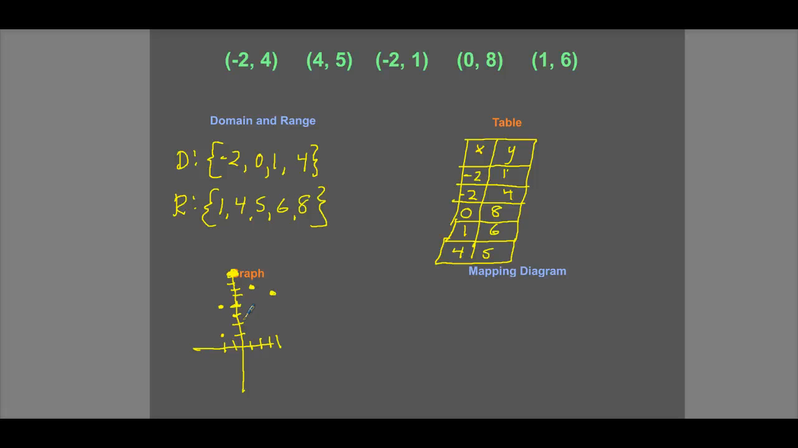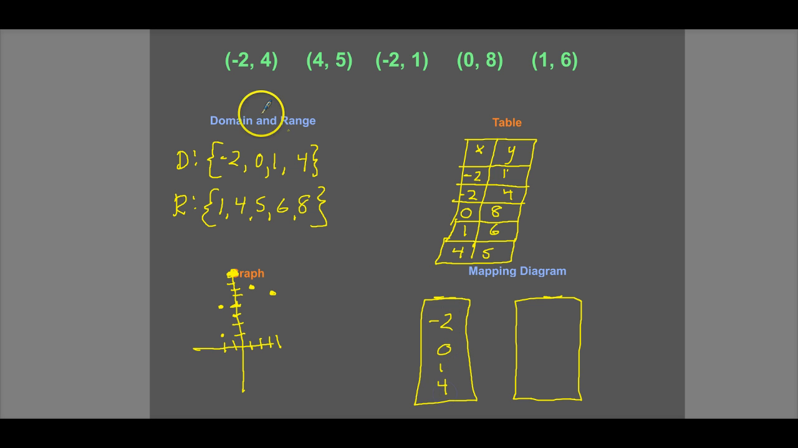In order to do a mapping diagram, you just need to make 2 boxes. 1, 2. Then you need to place your domain values in the first box, and we're going to place the range values in the second. If a domain or range value repeats, you don't put it in there twice, only one time. So -2, 0, 1, and 4. On the other side, I'll deal with 1, 4, 5, 6, and 8.